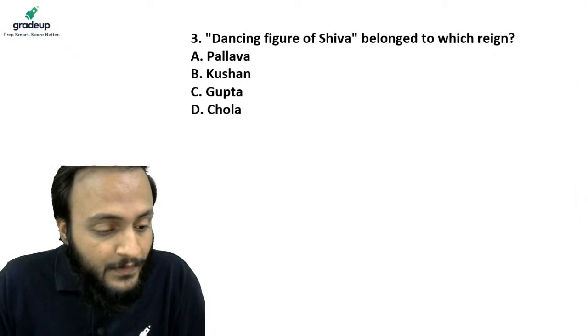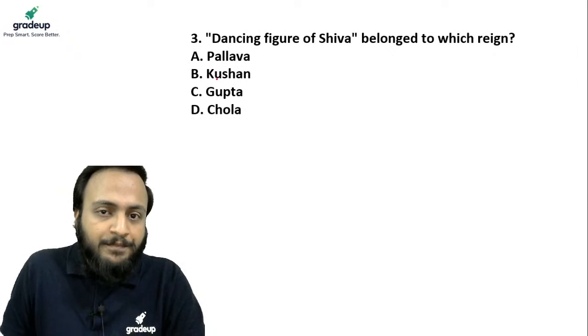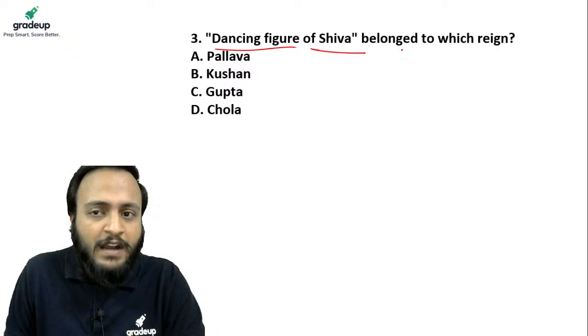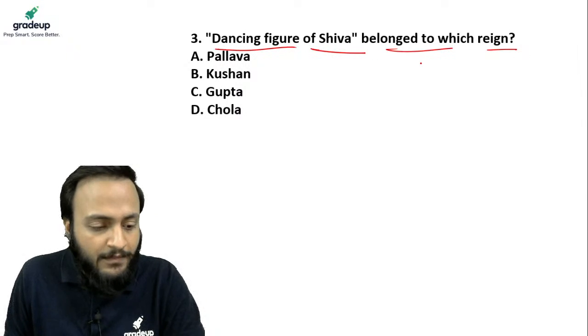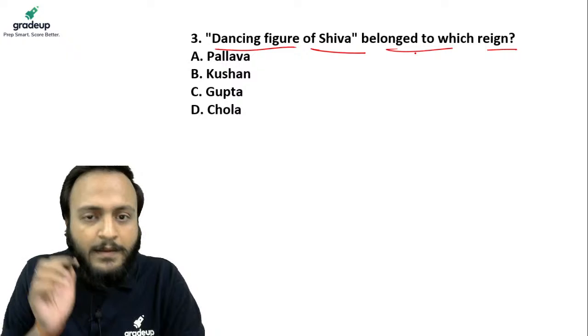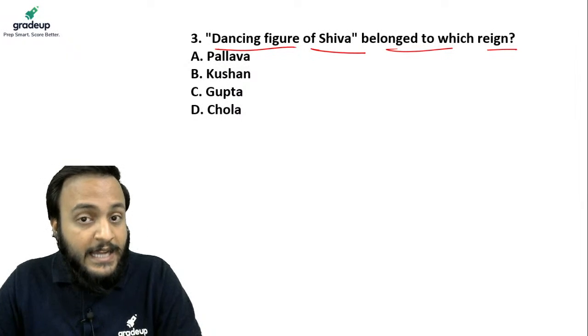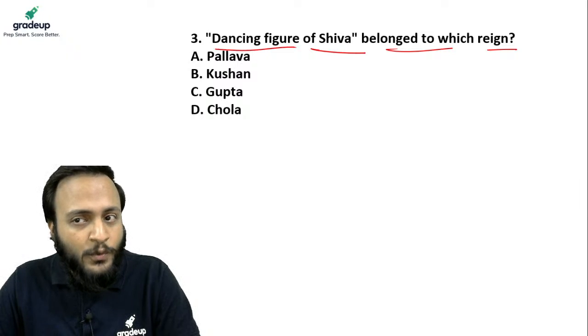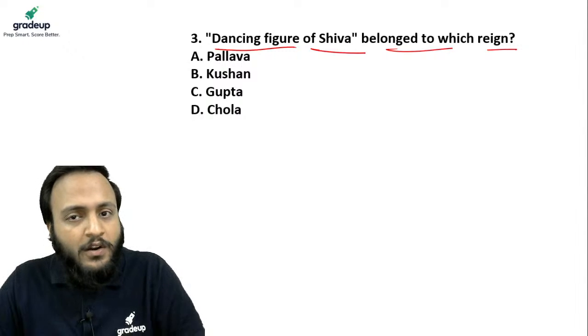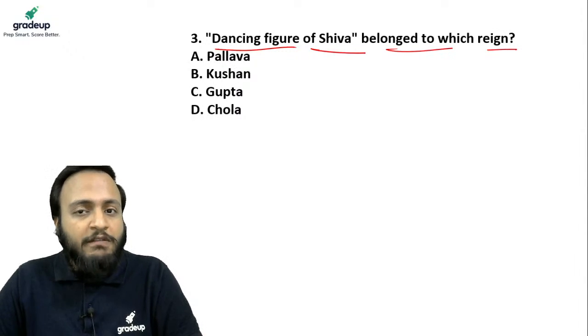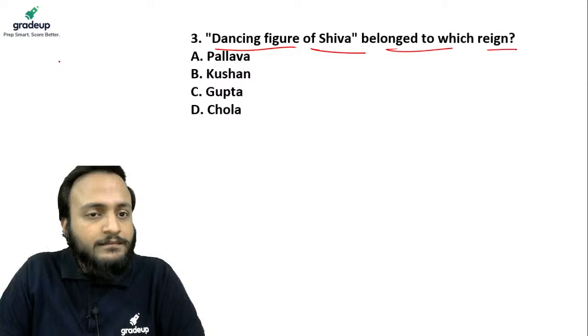Now guys, question number 3. The dancing figure of Shiva belongs to which reign? Very simple question, but again a very important question. Which dynasty had the feature of this dancing figure of Shiva called Nataraja?